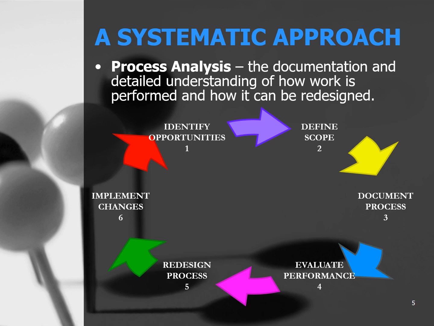So we have 6 steps of systematic approach to process analysis. First is identifying opportunity. Second, defining scope. Third, documenting process. Fourth, evaluate performance. Fifth, redesign process. And finally, implement changes. Let's take a look at these 6 steps of systematic approach to process analysis one by one.